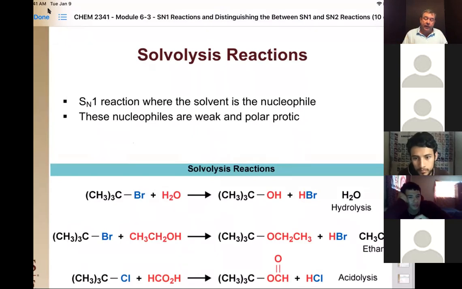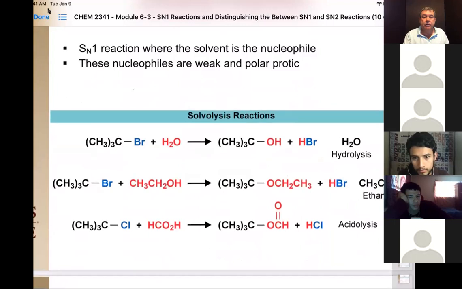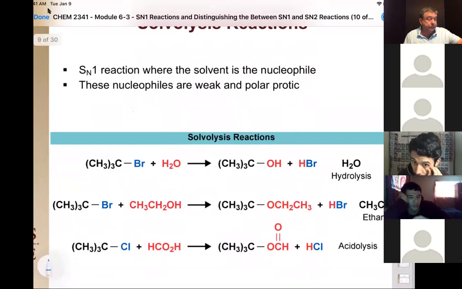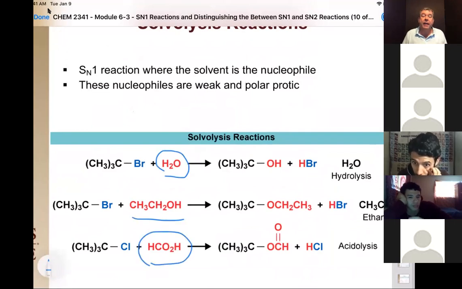So our first reaction we want to talk about is what we call solvolysis. And in solvolysis, we basically don't add a nucleophile, we only add the solvent, and the solvent becomes the nucleophile after you form the carbocation. So in the case of solvolysis here, we can use anything with a lone pair. And in this case here, we have water, ethanol, and in this case, we have formic acid. So it's a carboxylic acid that only has a hydrogen on it, so the methyl group.